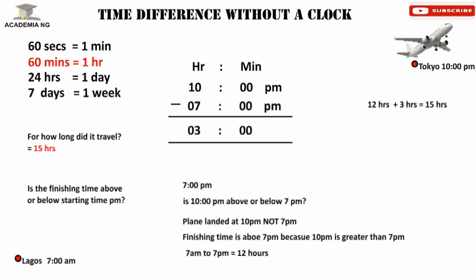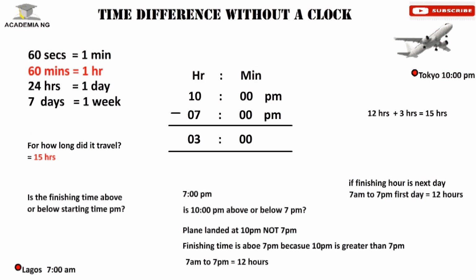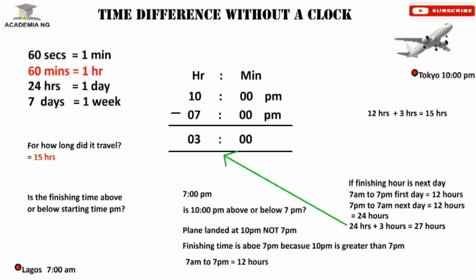If the finishing hour were to be the next day, that is 10 p.m. the next day, 7 a.m. to 7 p.m. the first day is 12 hours. 7 p.m. to 7 a.m. the following day is another 12 hours, making 24 hours. Plus the extra 3 hours, that will be 27 hours. Most times, when it's the next day, about 24 hours may have passed, depending on the starting and finishing time.